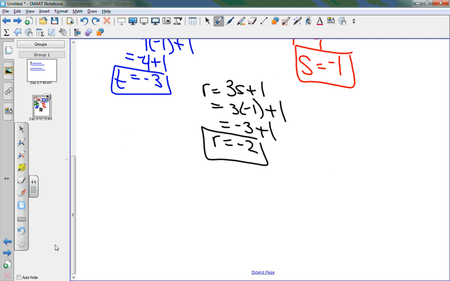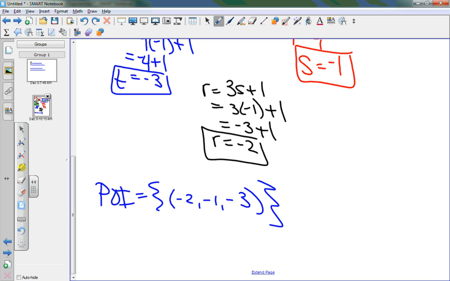Now, we have all 3 letters, do we not? So what's my POI in alphabetical order? Negative 2, negative 1, negative 3. Do we all see that, yes or no?